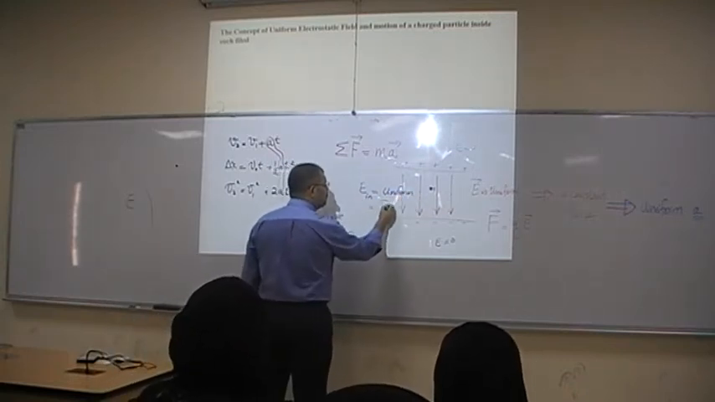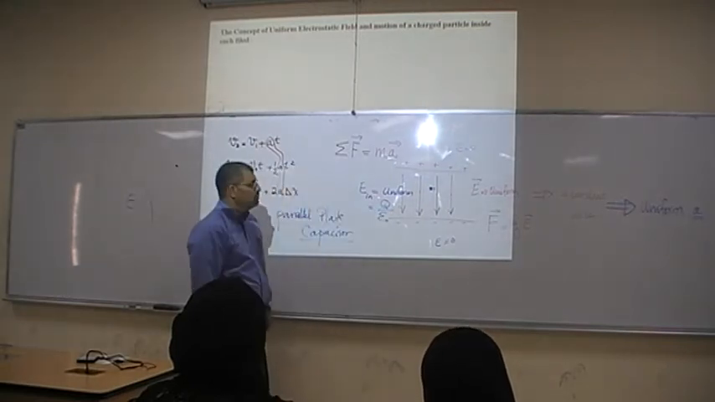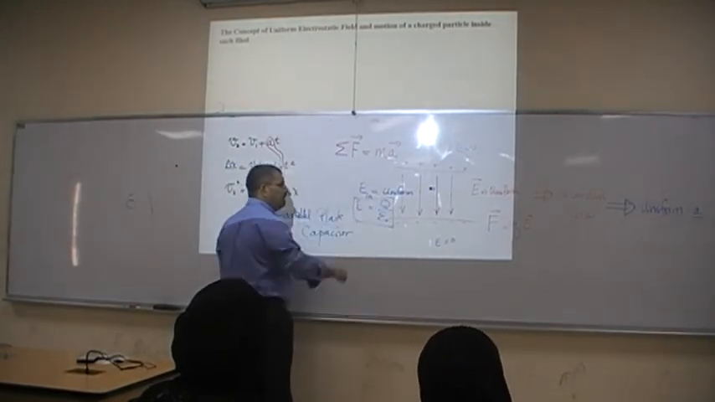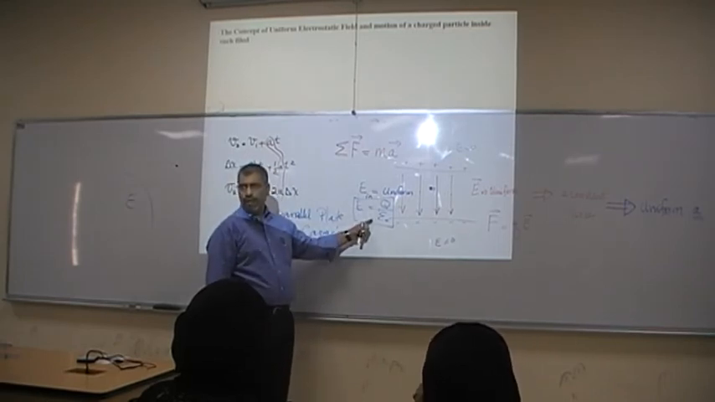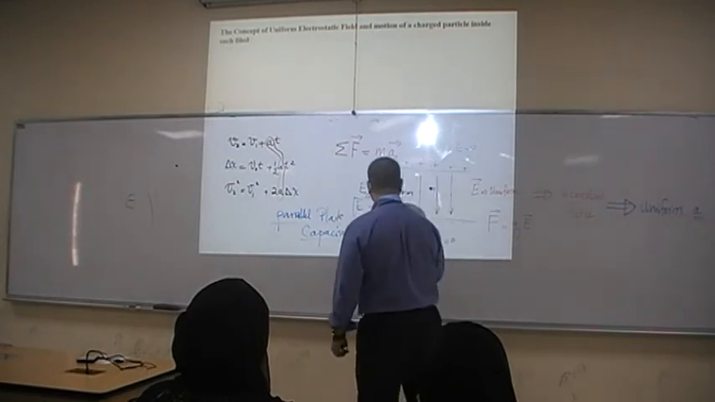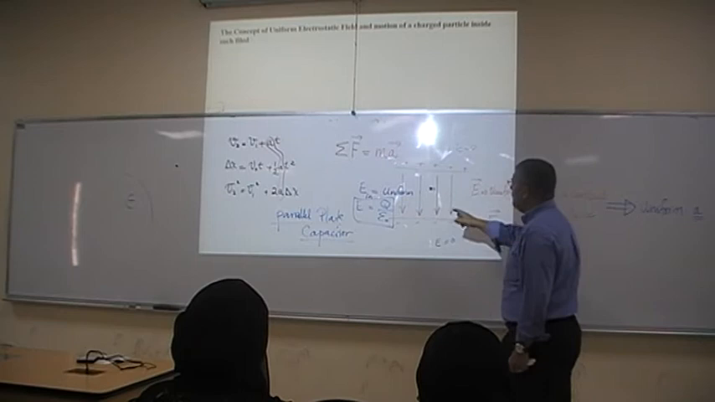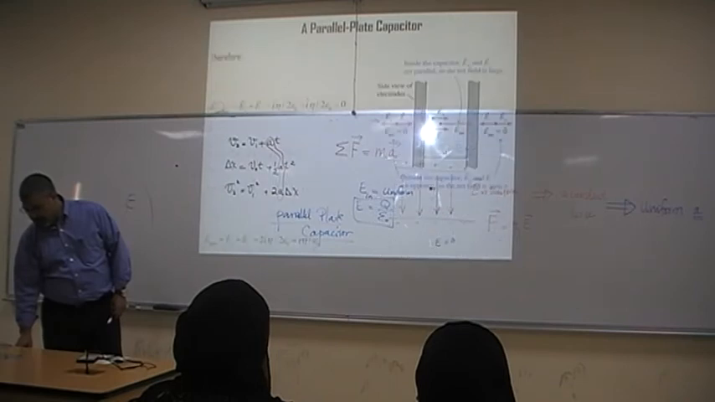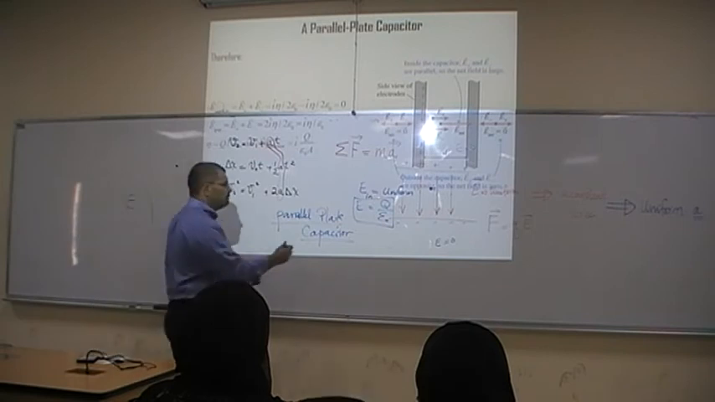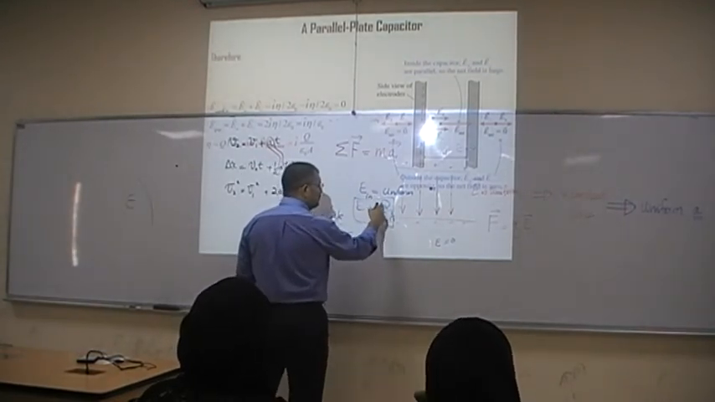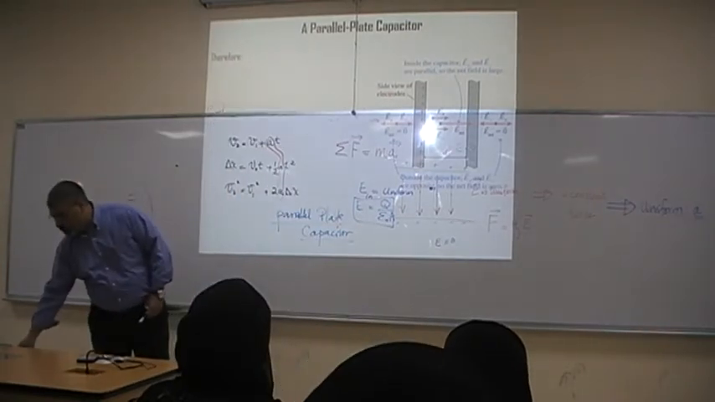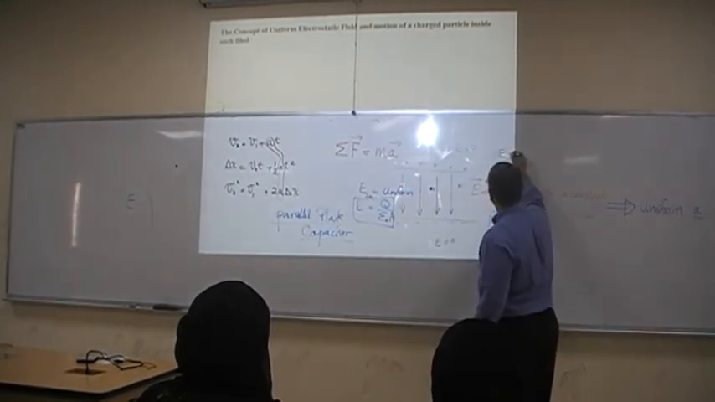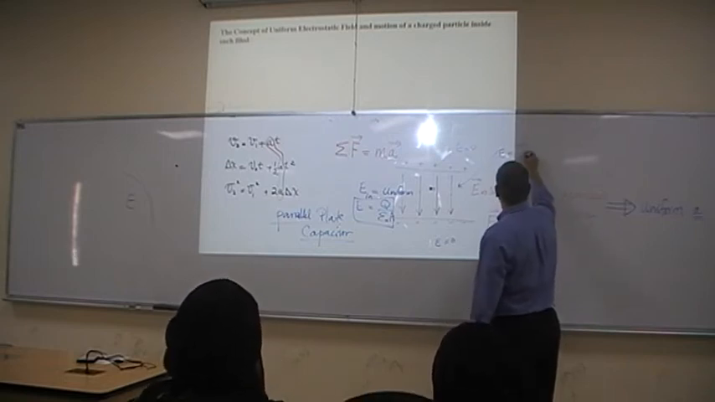In fact, it is equal to Q over epsilon, and I'll tell you why. Right now, just believe me, the magnitude of the electric field inside the parallel plate capacitor is Q over epsilon A. Sorry, I forgot that. If we take sigma, then it's sigma over epsilon, and I'll tell you what sigma is. I just get confused with the other two. Okay, so the electric field inside is uniform and its magnitude is equal to Q over epsilon A.